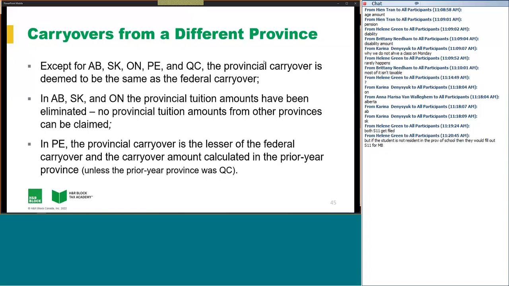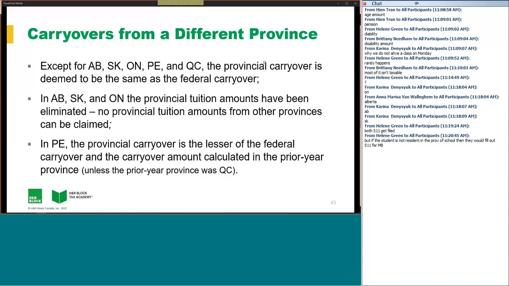So on your notice of assessment, it will say this is your federal tuition carry forward, this is your provincial tuition carry forward. For all the other provinces, you're going to ignore the provincial carry forward. You're just going to take whatever the federal number is, and that becomes the first line on your MBS 11. The federal amount and the provincial amount will match after you move. So those ones are easy.